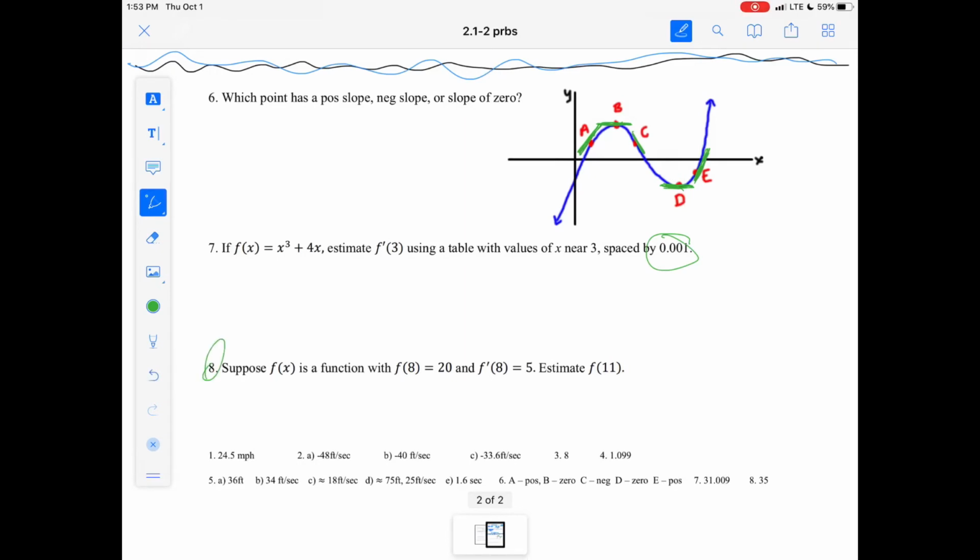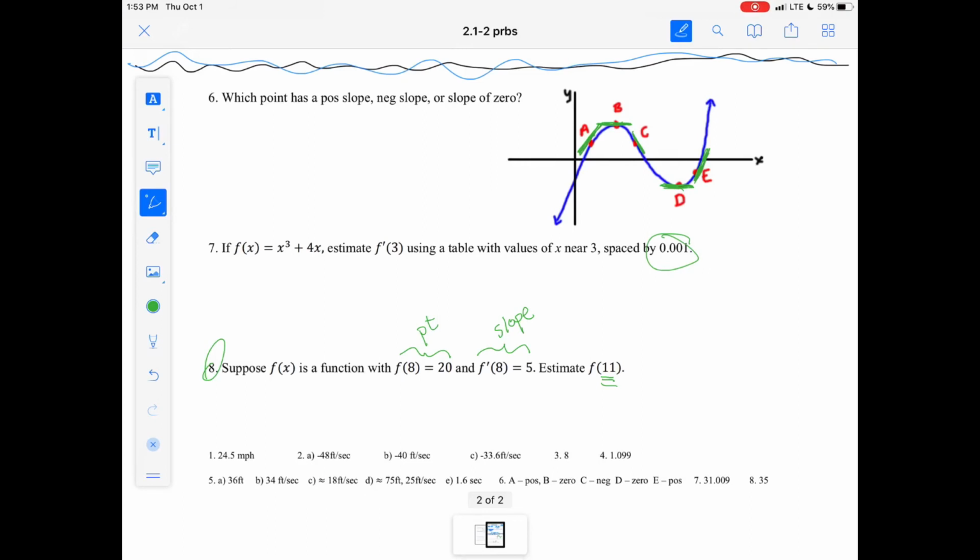And the last problem for this is 8. This function f of x is a function with this point. And don't lose sight of what the derivative is. It is a rate of change. What is a rate of change? Slope. And then they're asking us to use that information, meaning that's all we know about this function. So we're going to use what we know to approximate f of 11.